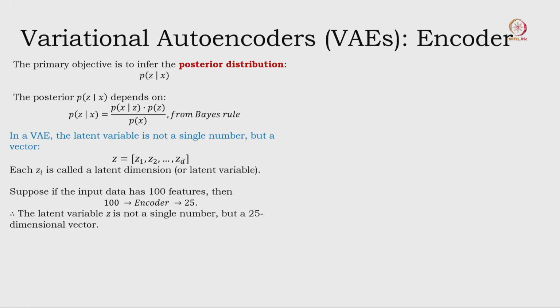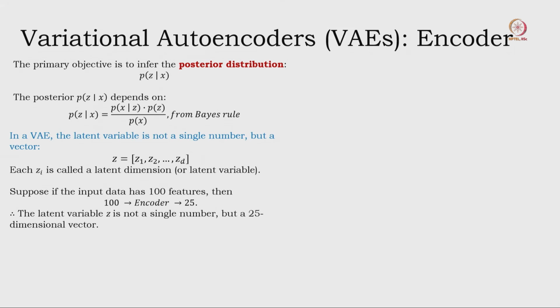Why is it a vector? From 100, when you pass it to the encoder and get 25, it is 25 values that we have: Z1, Z2 and so on up to Z25. So, in general you will have Z1 to Zd features. From this, what you understand is that it is not a single number, but a vector. Z is a vector. Now, do you all agree to this?